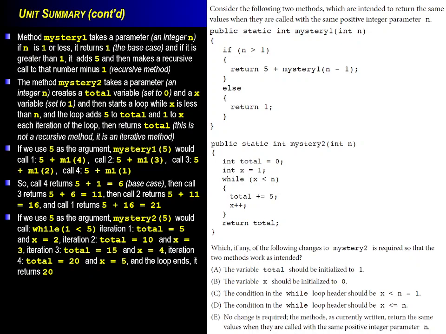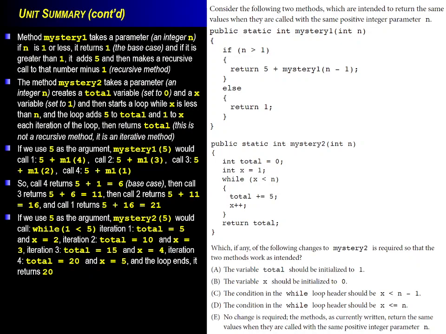Because it's using a loop, total would start at 5, x would start at 2 because it was 0 and 1, and I added 5 and I added 1. Then it would go to total equals 10, x equals 3, total equals 15, x equals 4, total equals 20, x equals 5, which would cause the loop to end because 5 is not less than 5, and it would return 20. So we have two different return values, 20 from Mystery 2 and 21 from Mystery 1.